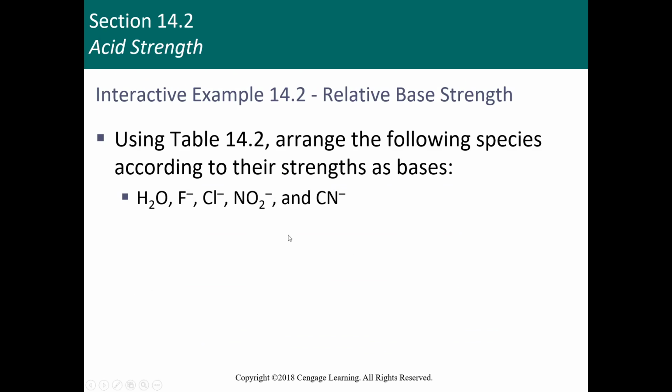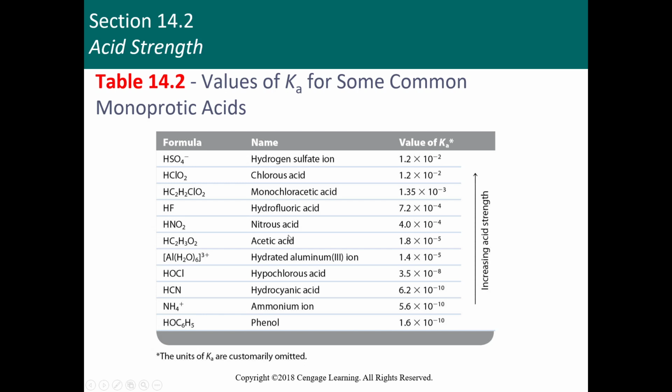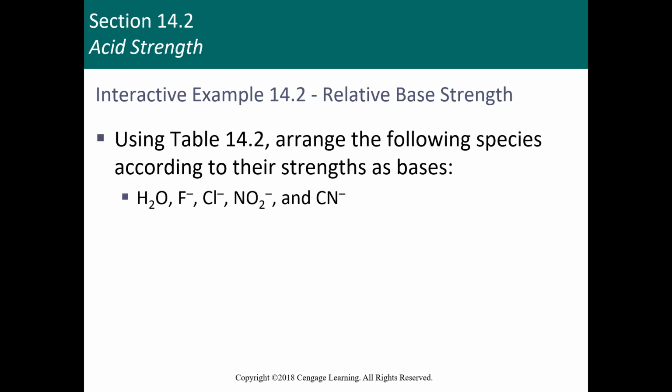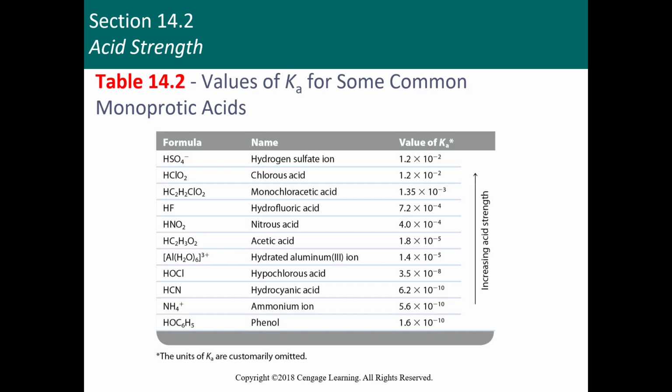All right, so if we use table 14.2 right there, that has those Ka values. Let's arrange these species according to their strengths as bases. So what we're looking for here is the stronger an acid, the weaker its conjugate base. The stronger the conjugate base, the weaker the acid.